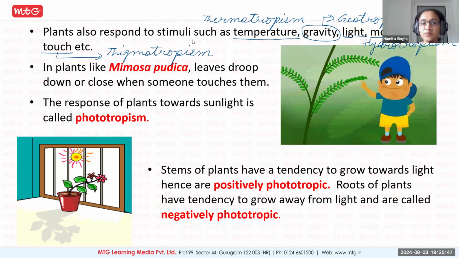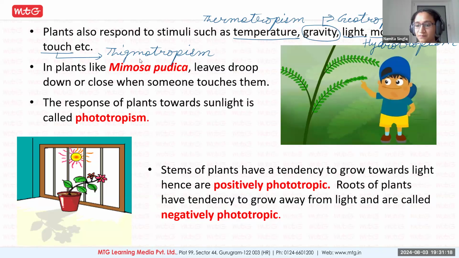Plants respond to stimuli. Their response to temperature is called thermotropism. Tropism means movement. This word tropism means movement shown by plants. Thermo means temperature. So the movement shown towards temperature is called thermotropism. Their response towards gravity, or towards the earth, is called geotropism. Response towards light is phototropism. Towards moisture or water is hydrotropism. And thigmotropism is the response towards touch.